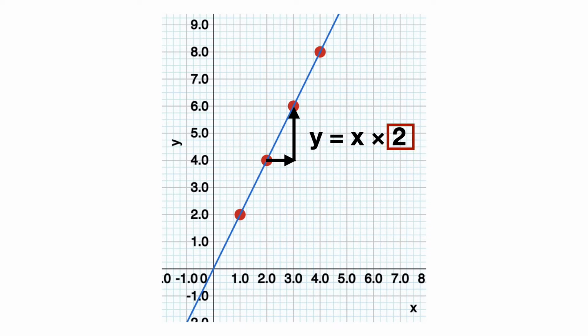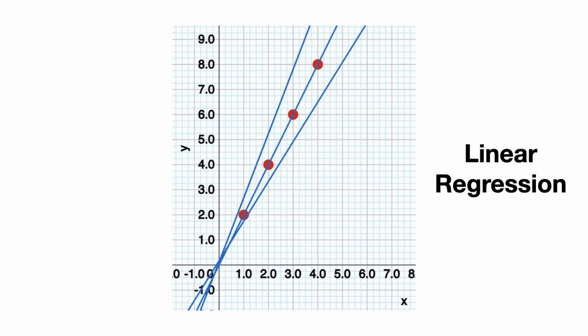The challenge is to find the correct value of the slope, 2. In a neural network, of course, the slope needs to be learned from training data. The algorithm to do this is called linear regression. And this is what our first network will use.